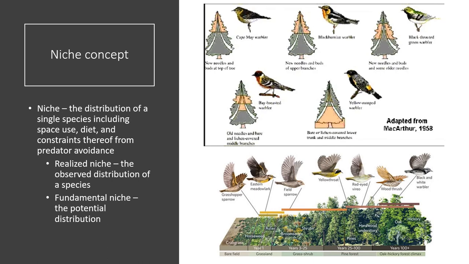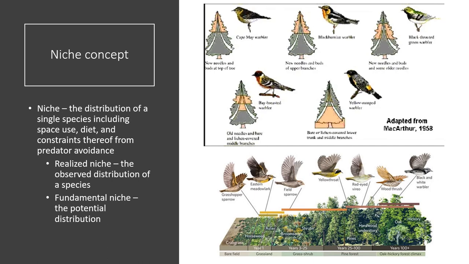So for instance, if you look over on the right side in this figure here, you can see that these different warblers, this is a classic example from MacArthur, showing that the different warbler species are all confined to even different parts of the same tree. So they are actually segregating the use of that tree as a resource. And that's kind of an example of a realized niche. A fundamental niche would be what happens to a particular species when you remove the competition. So right now, when they're all there, they segregate their use.